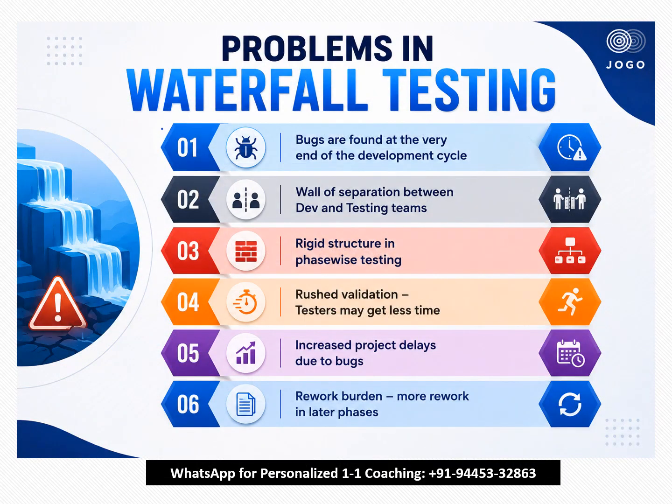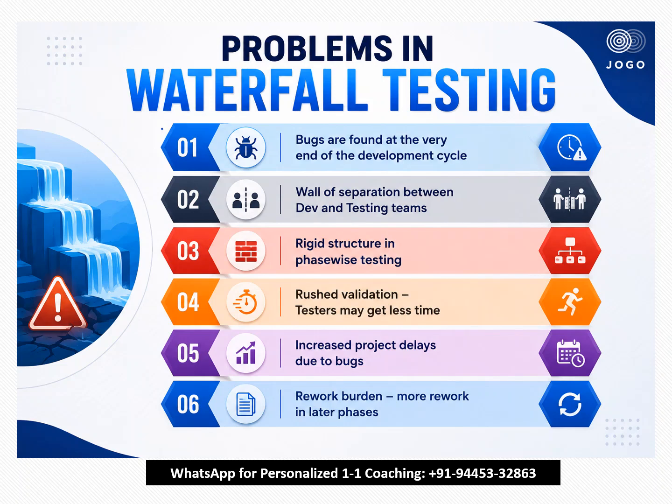Now let us understand some problems faced in the waterfall testing model. The first one is bugs are found at the very end of the development cycle. So once we complete the entire development only, we will be able to identify all the bugs related to all the modules. Here there is a clear wall of separation between development and testing teams, and we will always see conflicts and problems between these two teams, because bugs will be reported by the testing team and developers will tell no, that is not a bug, or it was working in our development environment. So this will always be a challenge in the waterfall type of testing.